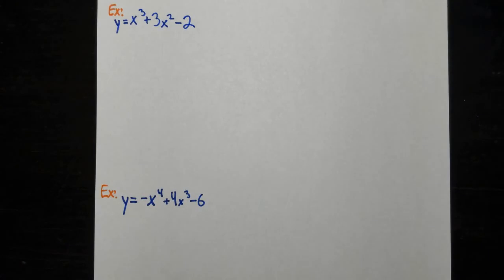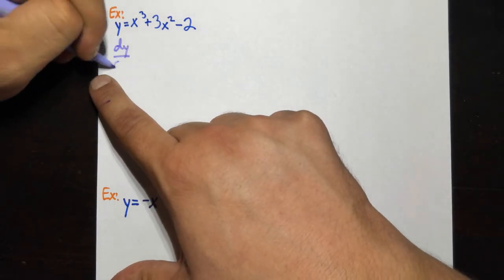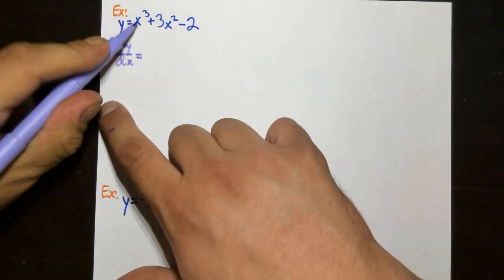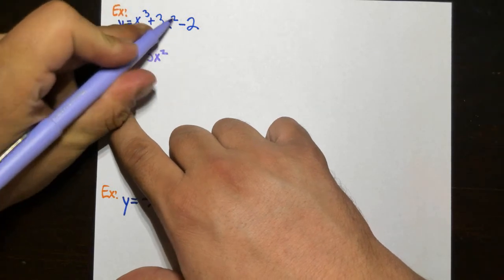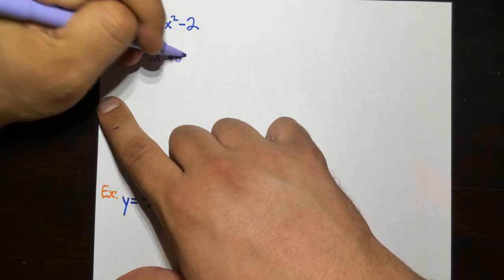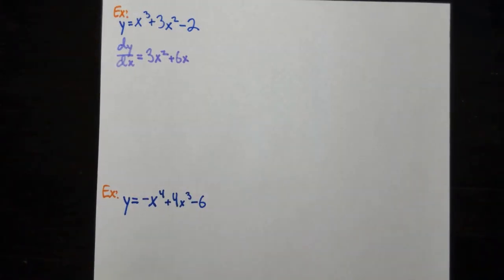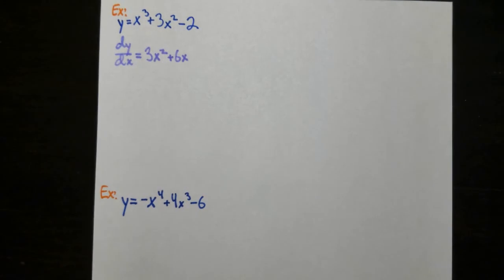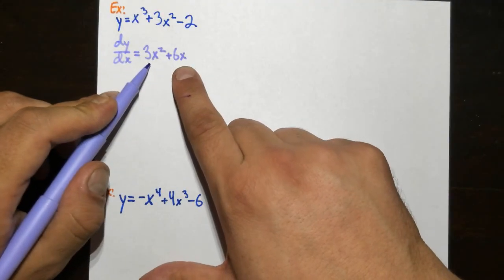Now we have x cubed plus 3x squared minus 2. So let's go ahead and take the derivative right off the bat. So dy dx is going to equal 3x squared plus 6x, and then the negative 2 goes away, right? It's a constant. So now let's factor, and again, this looks like something that we can factor an x out.